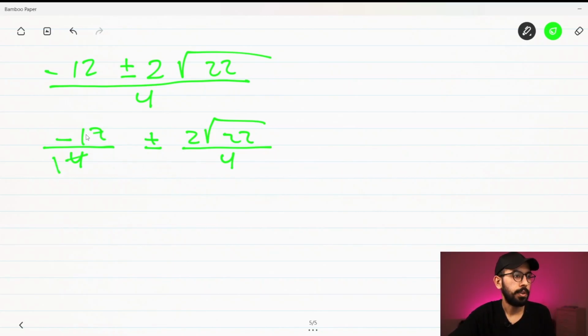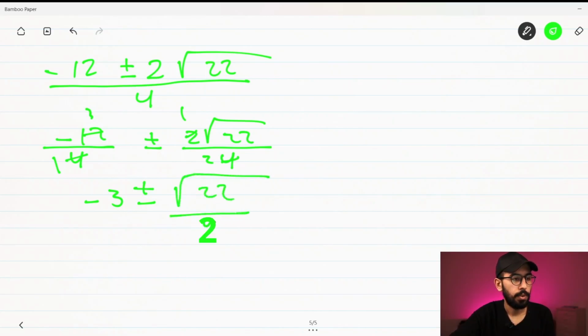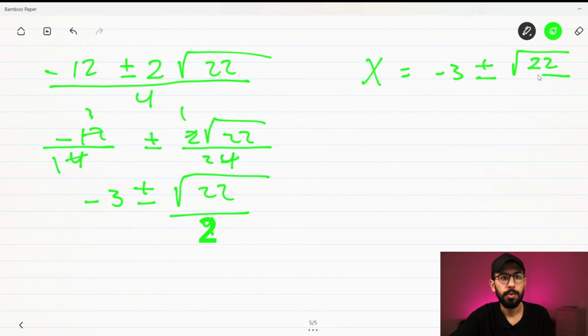4 is 4, 12 by 4 is 3, so we have minus 3, positive or negative, we have 4 by 1 is 1, and here is 2, so it is the root of 22 over 4. And this is our result. Our x equals minus 3 plus or minus the root of 22, all of them over 4. And yeah, now we are done.